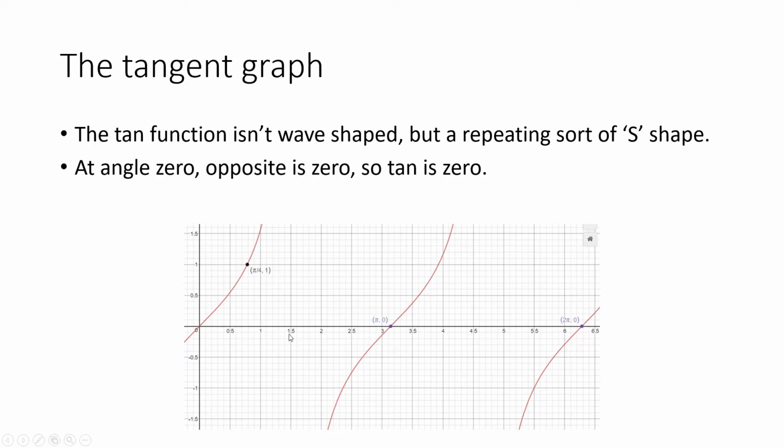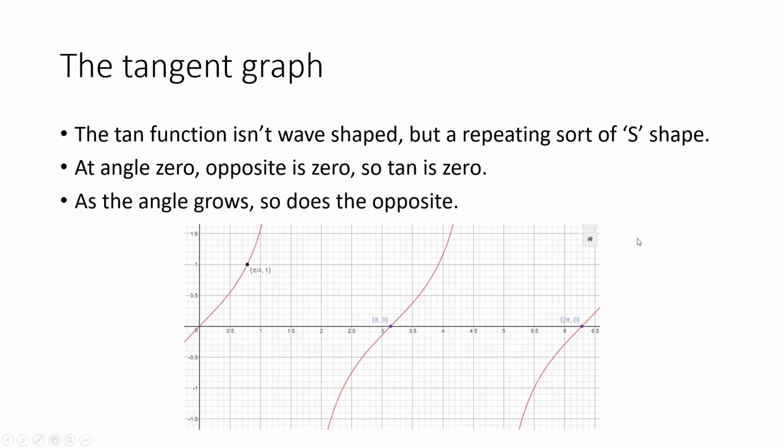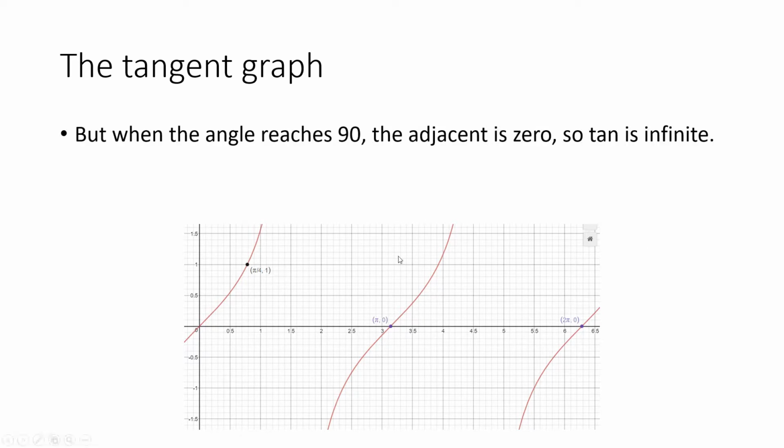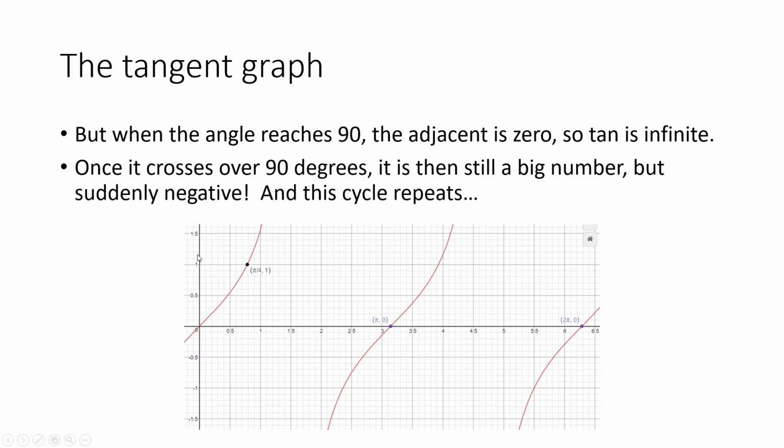So that's why it's got that repeating pattern as it touches the y-axis. And then round again, it touches the y-axis and back to 1. Tricky one, that one. But as the angle goes, so does the opposite. When the angle reaches 90 degrees, the adjacent is 0, so tangent is infinite. When it crosses over, it's still a big number, but suddenly negative, and then the cycle repeats.